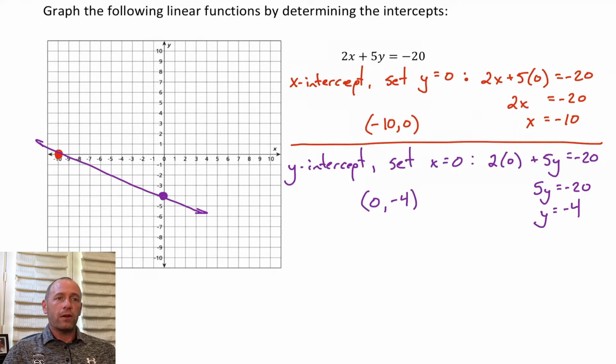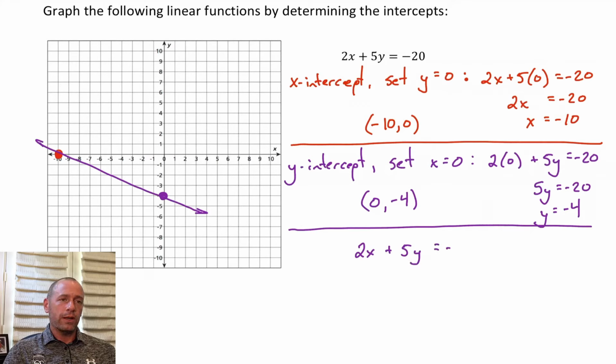Now, as a check on our work, what I'm going to do next, and this isn't something you have to do, it's just always nice to check your work, and that's why I love this unit. We're going to take our original equation and put it into slope-intercept form. If you don't know how to do that, check out a previous video. We're going to solve for the letter y. So 5y equals negative 2x minus 20.